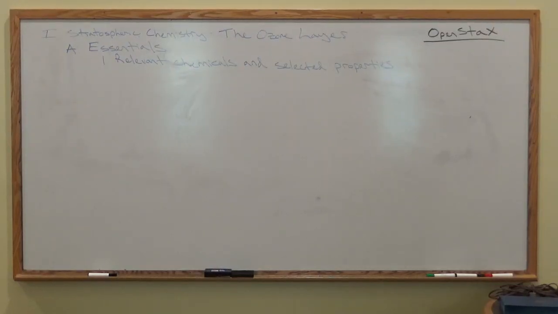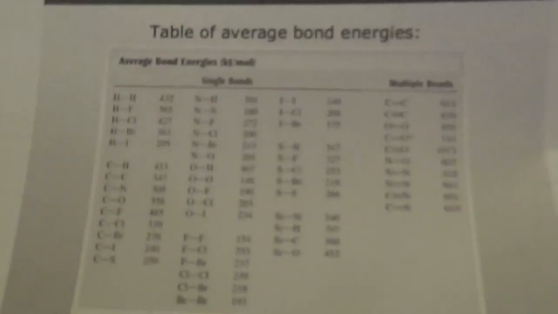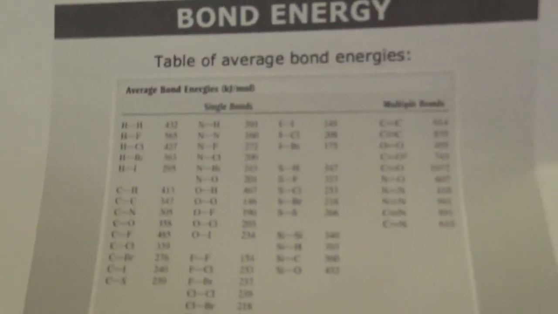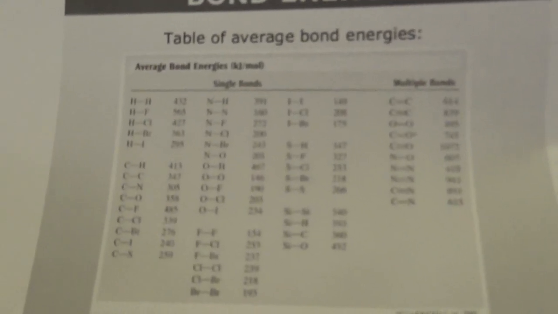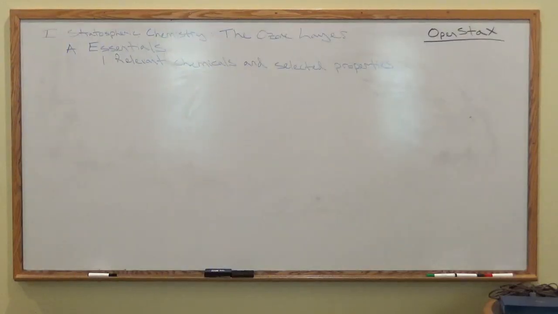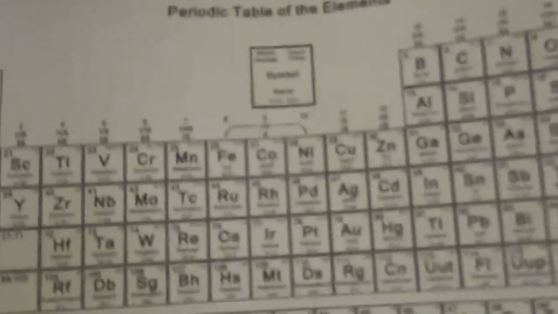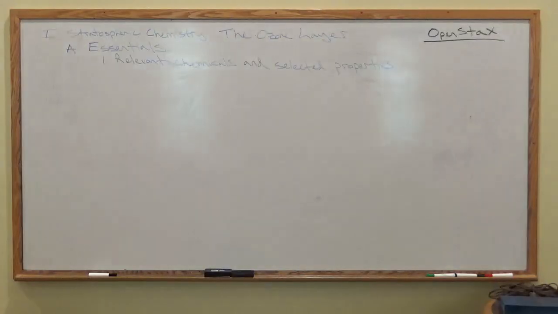There's a bunch of downloads on D2L that I just printed out again, so I don't have to have a computer with me. This is the table of bond energies, covalent bond energies. You can look at that and have that handy. And you always have to have one of these. Pro tip, print this out on a nice quality printer.